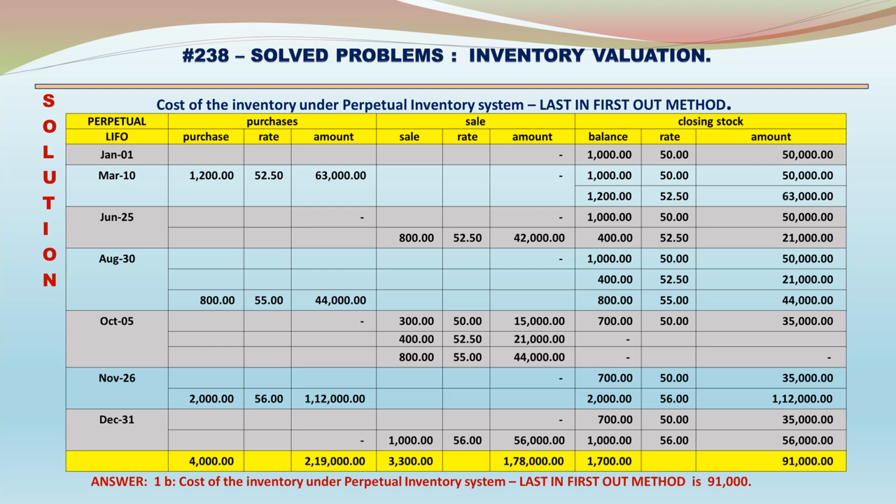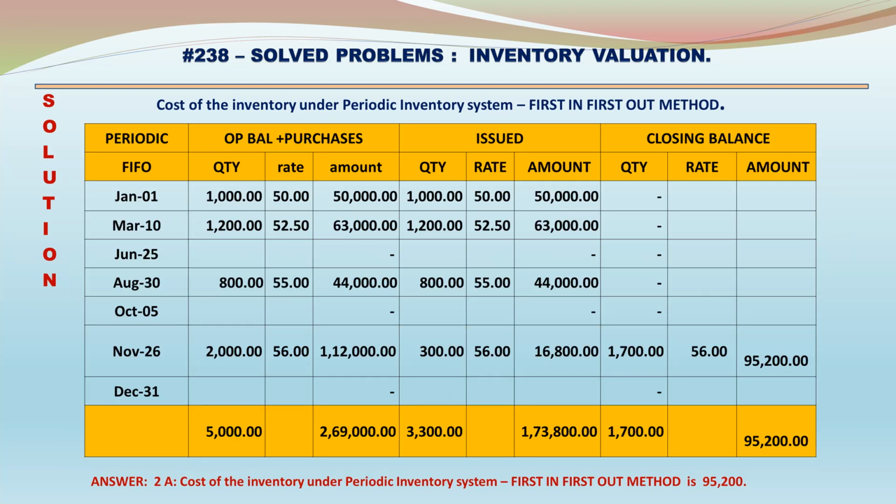Now the closing stock is 91,000 and 1,700 units. Answer 1B. Cost of the inventory under perpetual inventory system last in first out method is 91,000. Cost of the inventory under periodic inventory system first in first out method. Opening balance plus purchases, issued, closing balance.